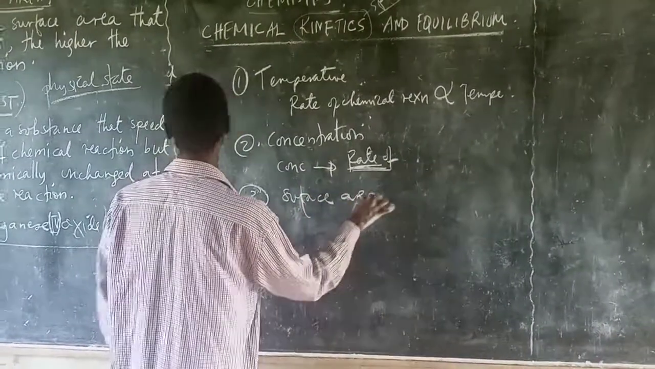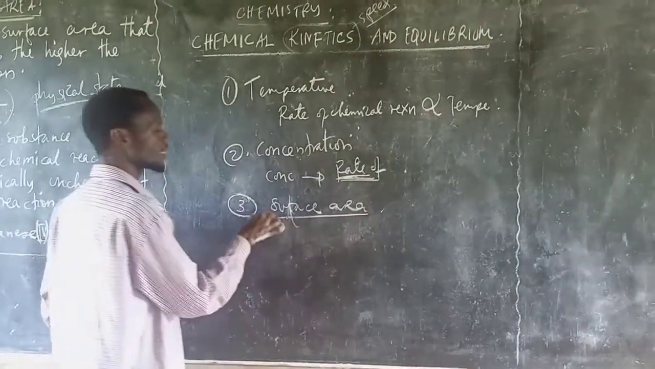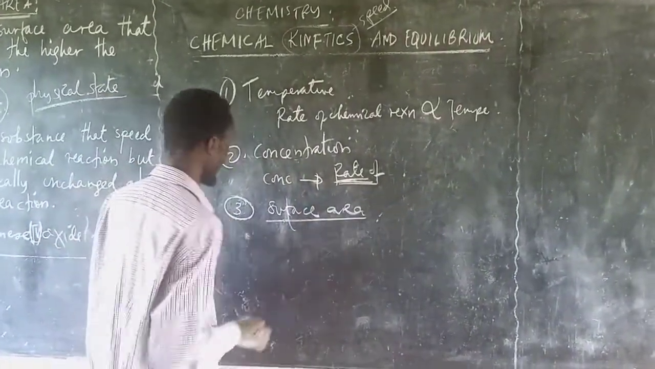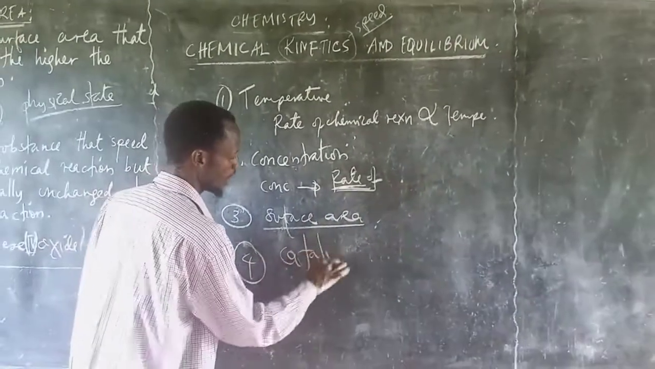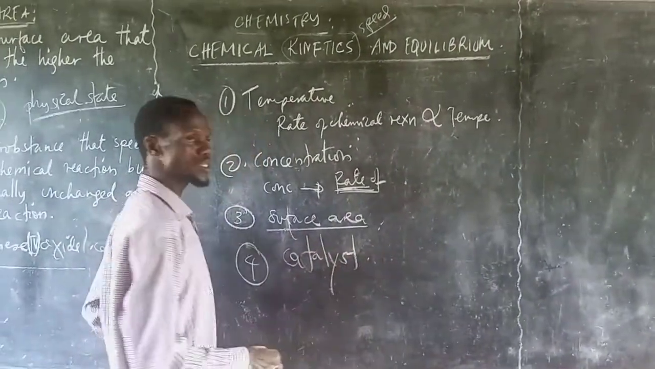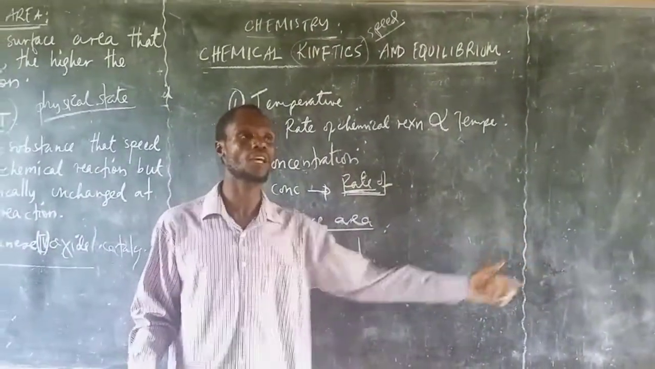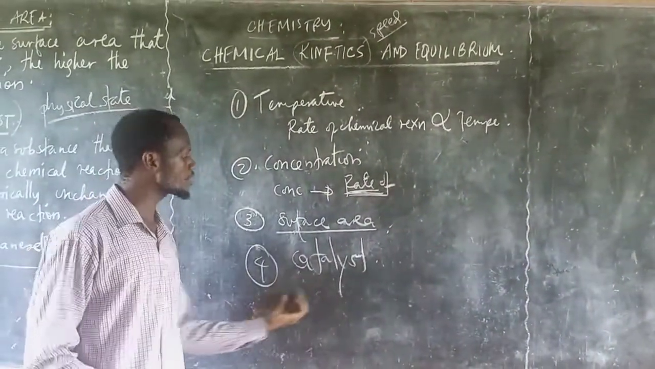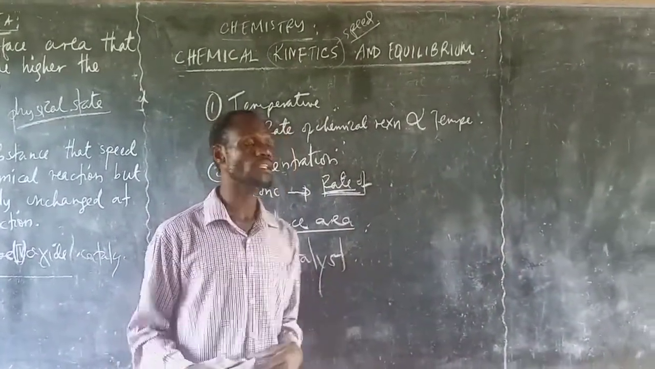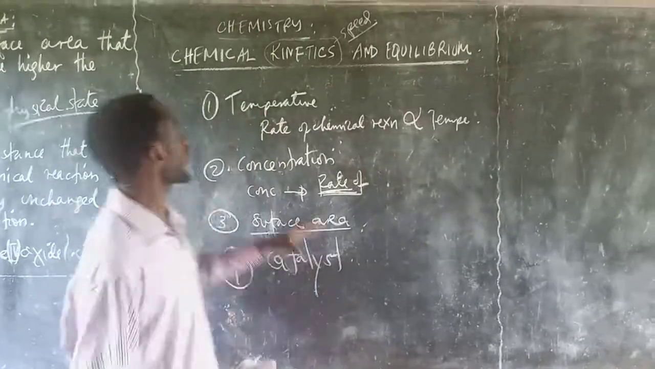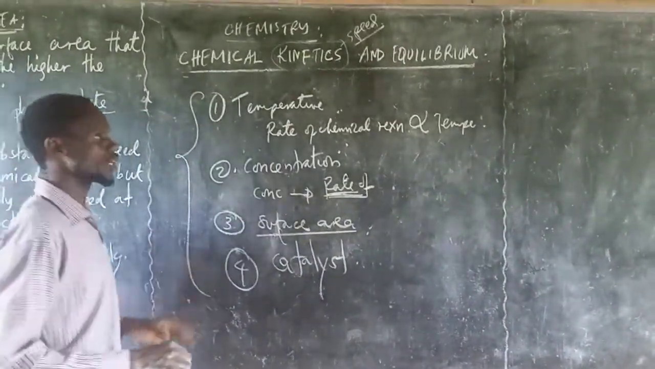But of the third one, we have said it is what we call surface area. Surface area also is something very important. We have said the greater the surface area, the higher the rate of the chemical reaction. And lastly, we have discussed what we call catalyst. Now, the catalyst is the substance that is added into the reaction so as to speed up the rate of the chemical reaction. Now, once you are adding the catalyst in the reaction, you are so far increasing the rate of the chemical reaction. So these are the four factors on which now the rate of the chemical reaction depends.